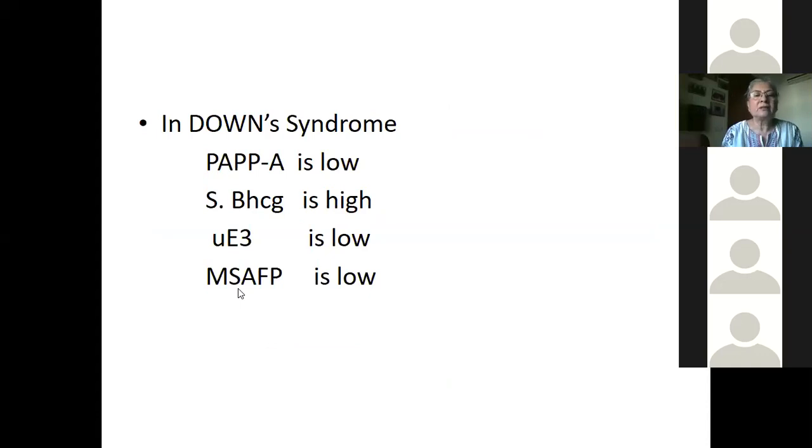So what happens? This is the test. These are the values which you get. PAPP-A comes out to be low. Beta HCG is very high for that particular period of gestation. So is the estriol, which is low, and alpha fetoprotein, that is low.